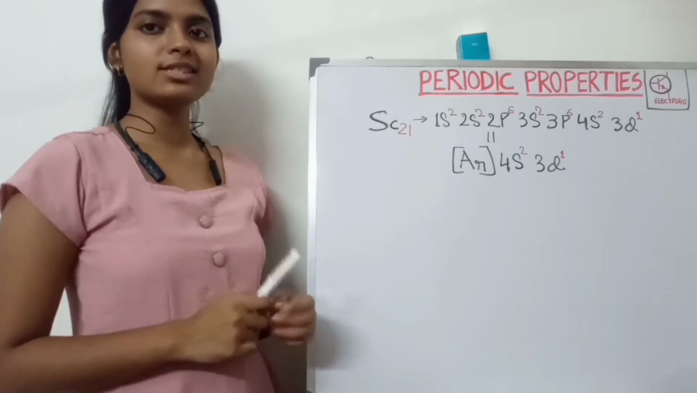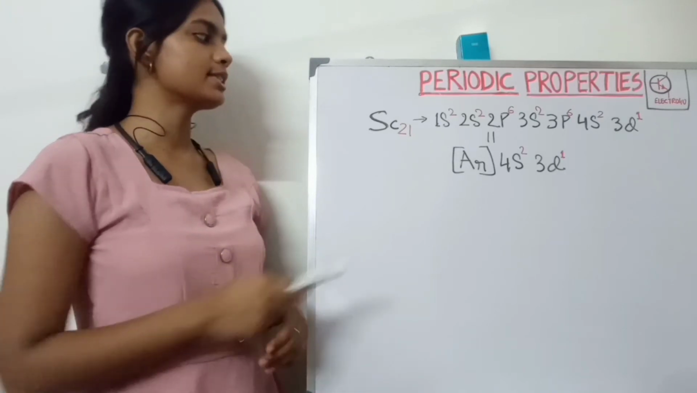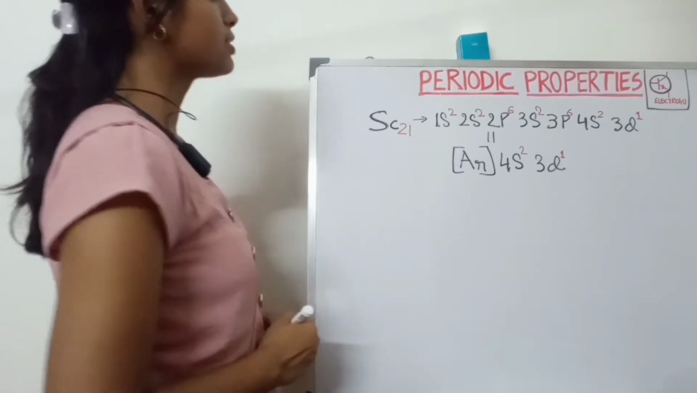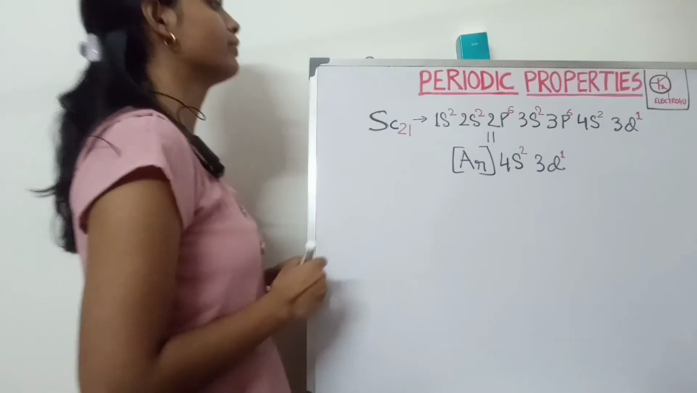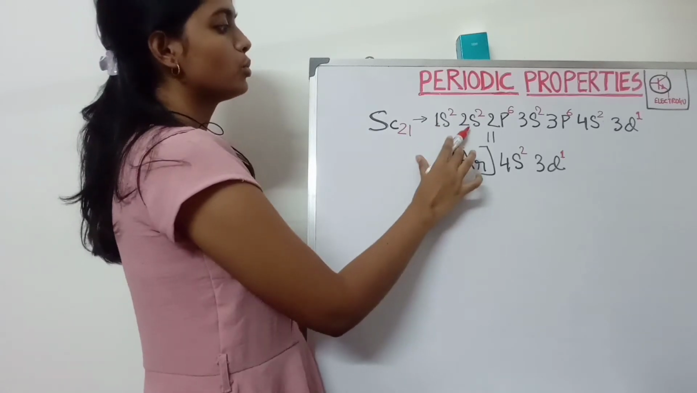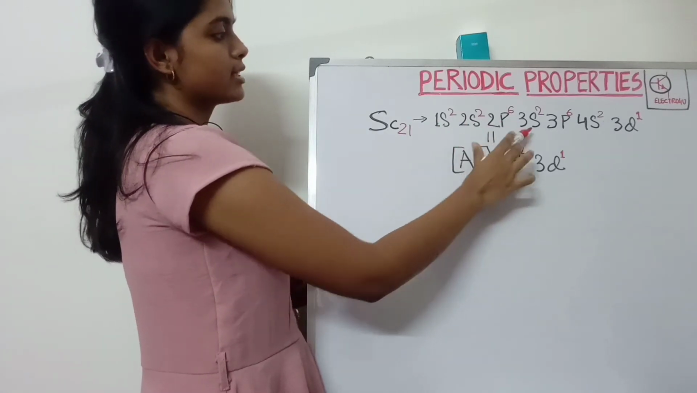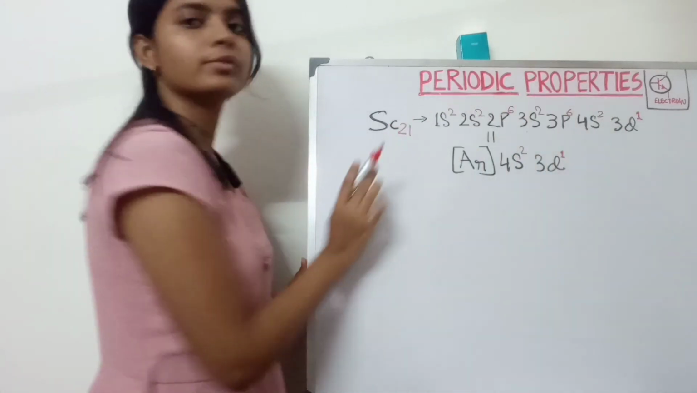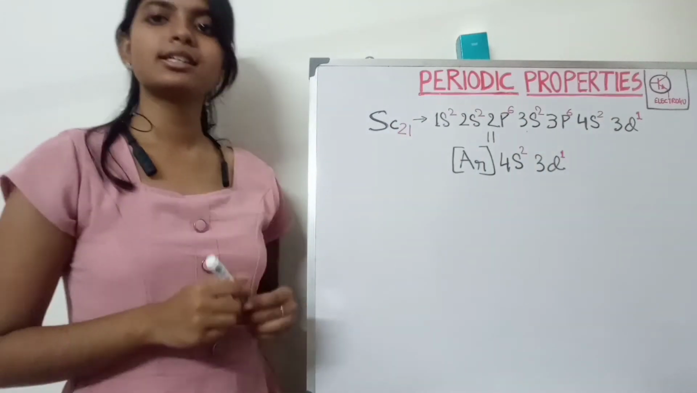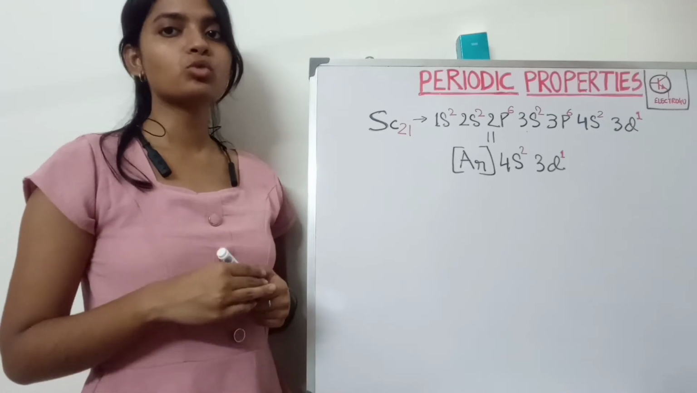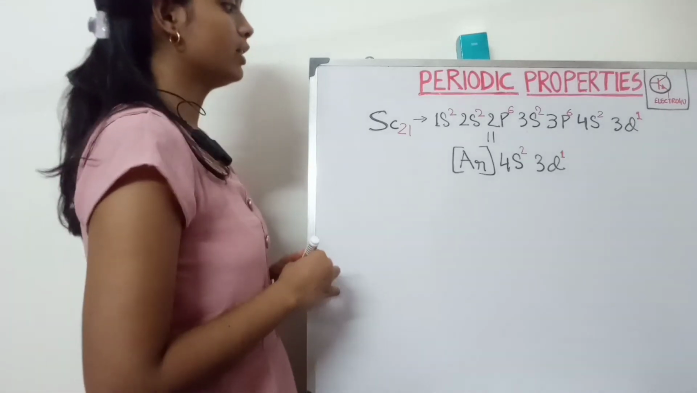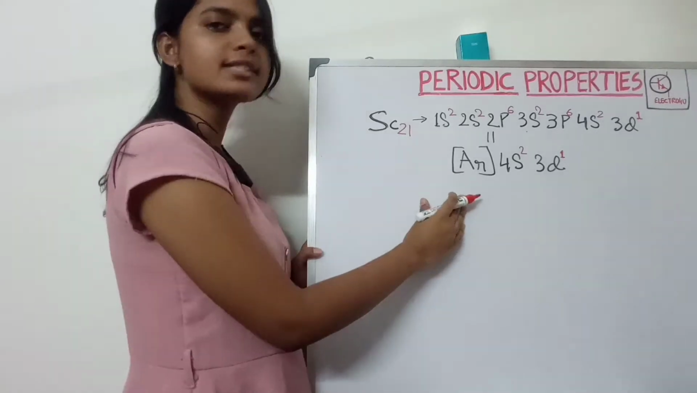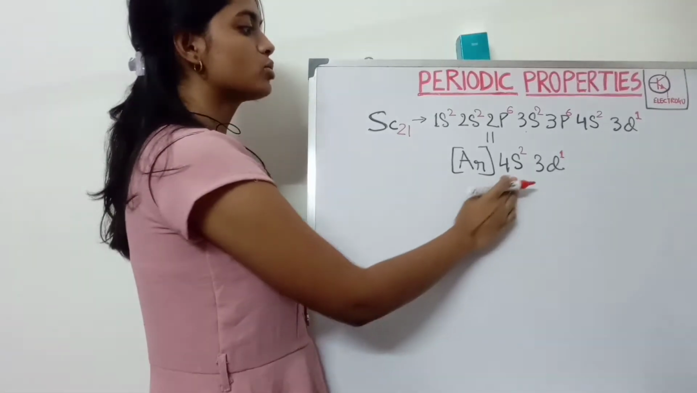So the first transition metal in the periodic table is scandium, whose atomic number is 21. So its configuration is 1s2, 2s2, 2p6, 3s2, 3p6, 4s2, 3d1. As we can see, its configuration is too long, so to make it shorter, it can also be written as argon 4s2 3d1.